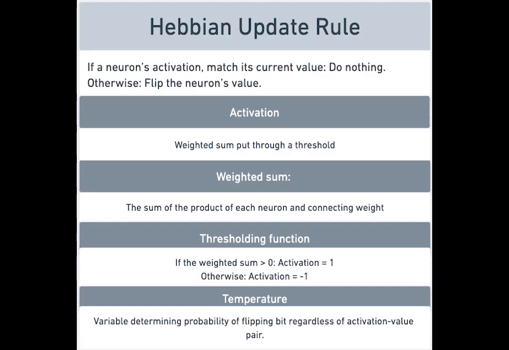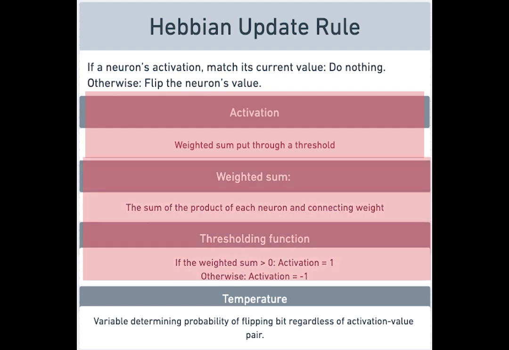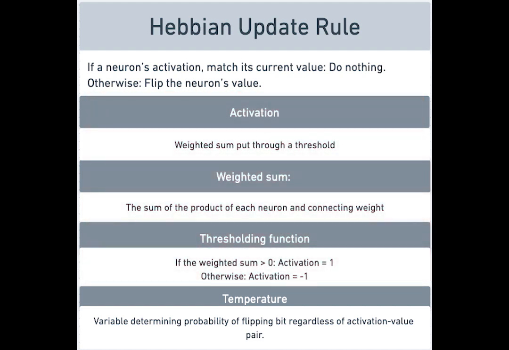The Hebbian update rule is a local learning rule which compares a neuron's value to the output of an activation function which considers the weighted sum of each connected weight and the neuron's current value. If the signs match between the two, the node's value is flipped. Otherwise, the state persists. The rule becomes stochastic when, probabilistically, the value is flipped regardless of the update rule's output.